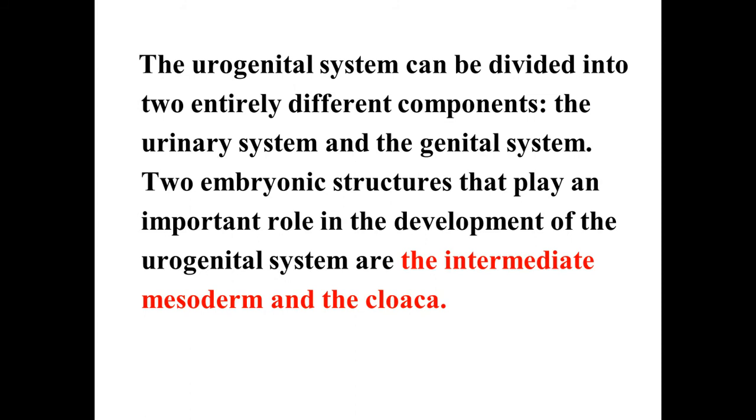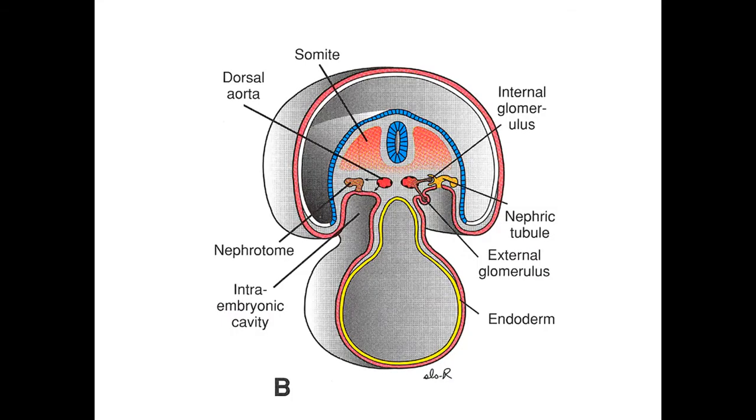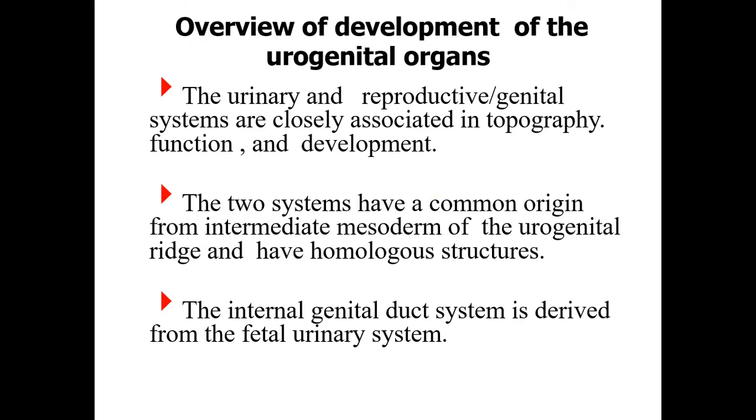The embryonic structures that play an important role in the development of the urogenital system are the intermediate mesoderm and the cloaca. Here we see the intermediate mesoderm, and from here both the urinary system as well as the genital system will develop. So if we have an overall view of the development of the urogenital system, the urinary and reproductive systems are very closely associated in function and development. The two systems have a common origin from the intermediate mesoderm and homologous structures.